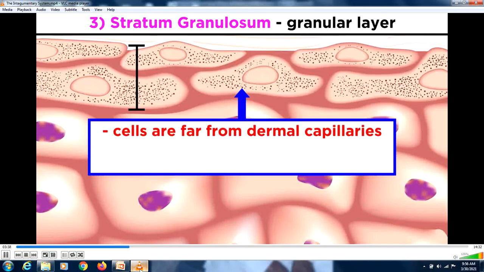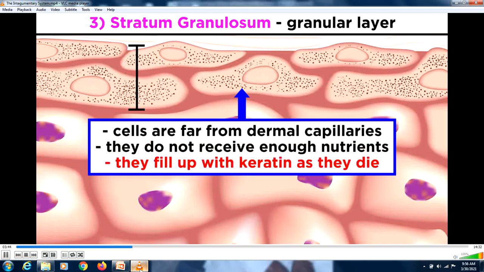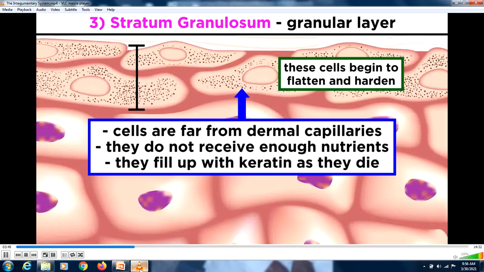This is when the cells get far enough from the dermal capillaries below that they no longer receive sufficient nutrients, so the cells fill up with keratin as they die, and they flatten while the organelles disintegrate. This makes the cell tougher and scalier, which allows for the outer layers to better protect the body.